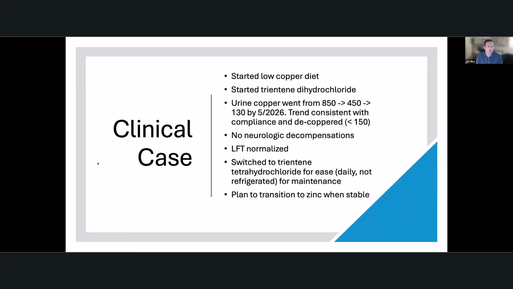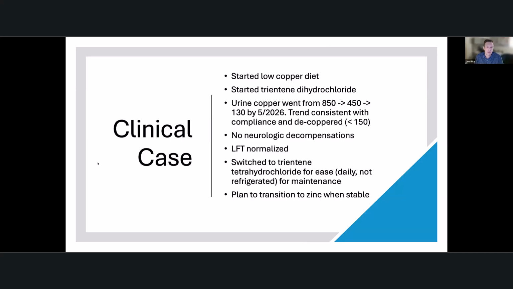So what about our patient? Our patient saw our dietitians and started a low copper diet. She initially started trientine dihydrochloride, and her urine copper went from 850 to 450 to 130 over the course of about a year. This trend is consistent with her compliance and now she is decoppered.